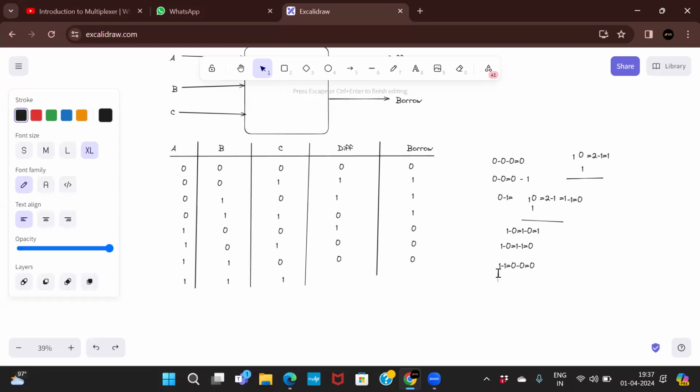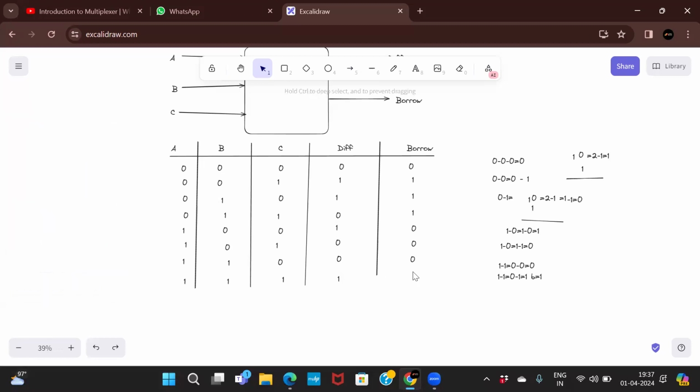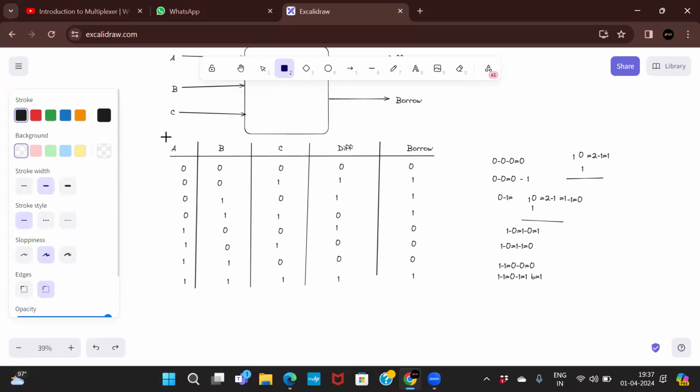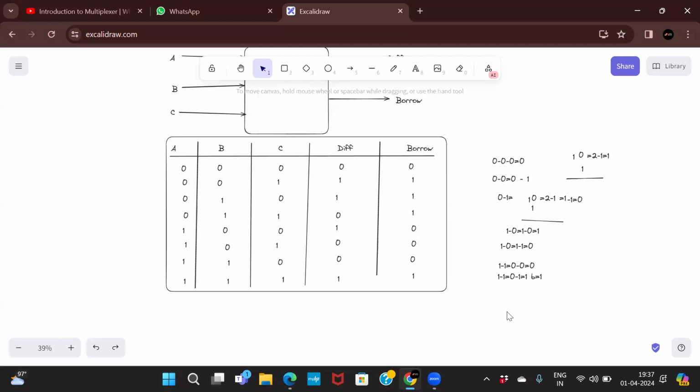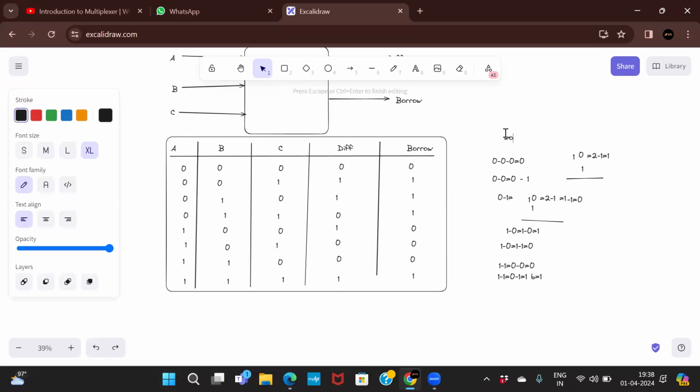And the last one is 1 1 1. 1 minus 1 is equal to 0, then 0 minus 1. So the difference will be 1 and the borrow is 1. You got it, right? This is the working functionality of the full subtractor.